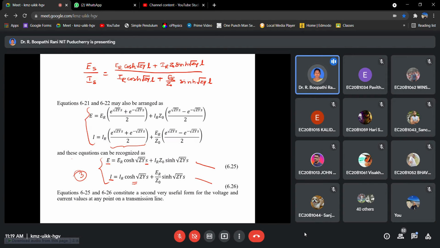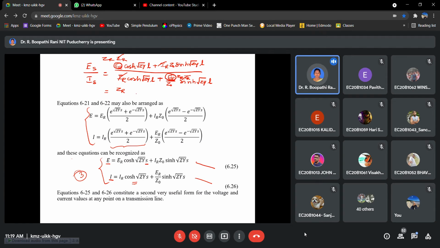See, this ER can be written as ZRIR. Here also ER can be written as ZRIR. So in all the four terms, IR is present, that can be cancelled out. Then the equation will be simplified to the next form, ZR cos H nu L.